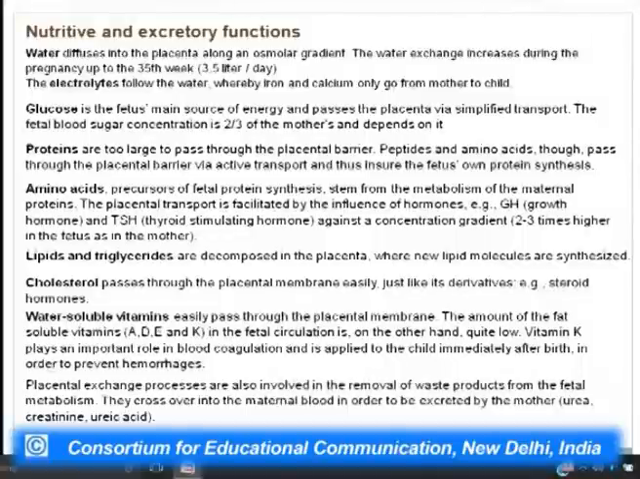They cross over into the maternal blood in order to be excreted by the mother in the form of urea, creatinine or uric acid. So, the excretory system of the fetal tissue, the waste that it creates, this waste also passes from the fetal side to the maternal side through this placental barrier and is finally getting thrown out of the body. So, the placenta also carries on various nutritive and excretory functions.